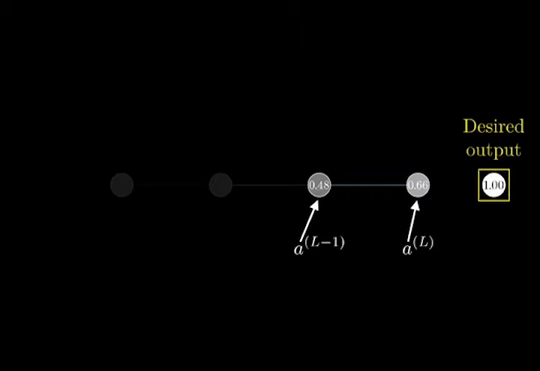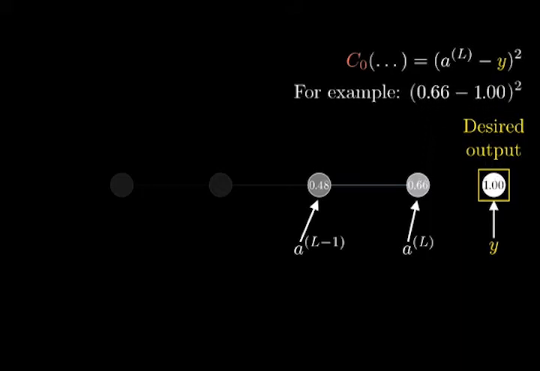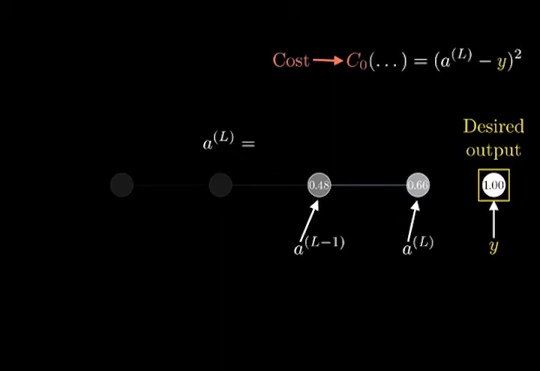Now let's say that the value we want this last activation to be for a given training example is y. For example, y might be 0 or 1. So the cost of this simple network for a single training example is (a^L - y)^2. We'll denote the cost of that one training example as C0. As a reminder, this last activation is determined by a weight, which I'm going to call w^L, times the previous neuron's activation, plus some bias, which I'll call b^L. And then you pump that through some special nonlinear function like the sigmoid or a ReLU.